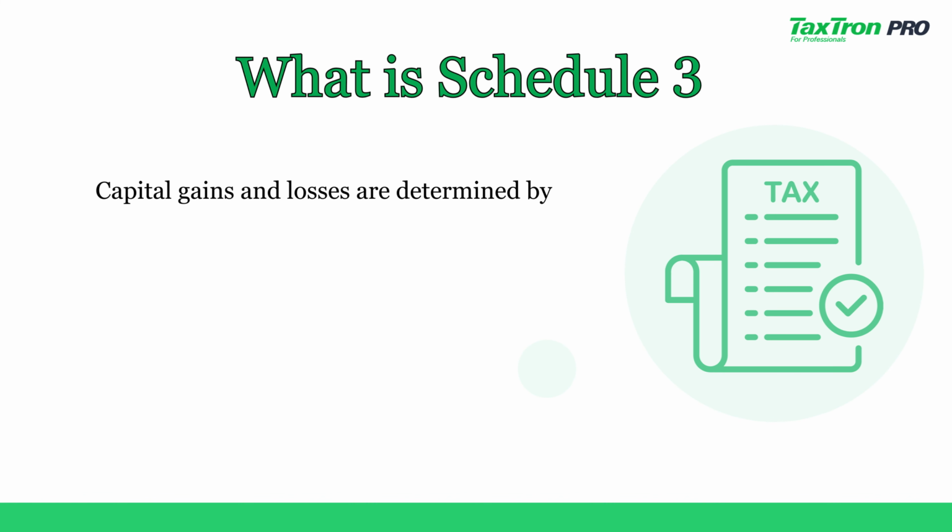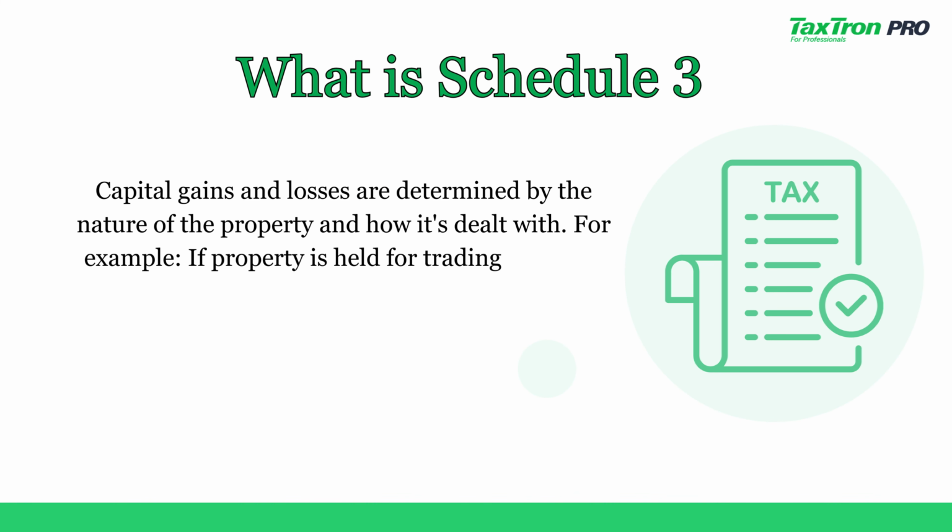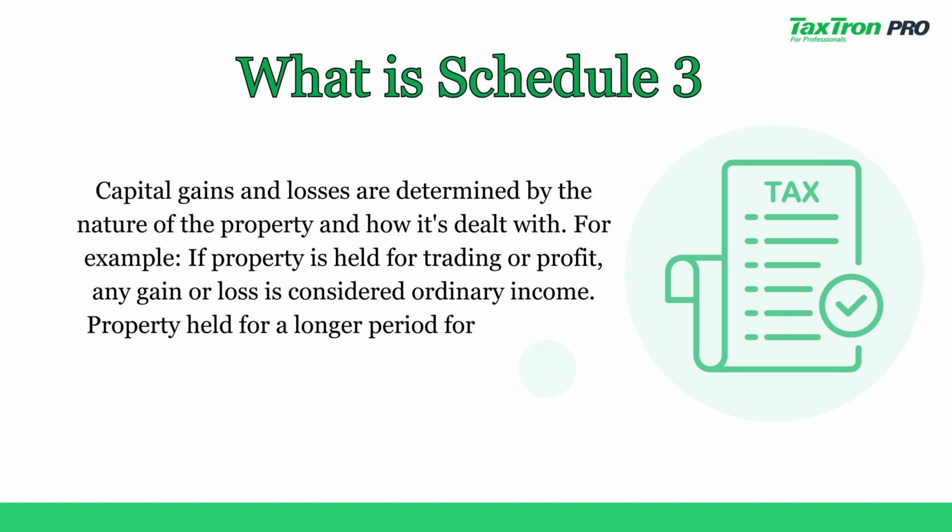Capital gains and losses are determined by the nature of the property and how it's dealt with. For example, if property is held for trading or profit, any gain or loss is considered ordinary income. Property held for a longer period for investment usually results in a capital gain.